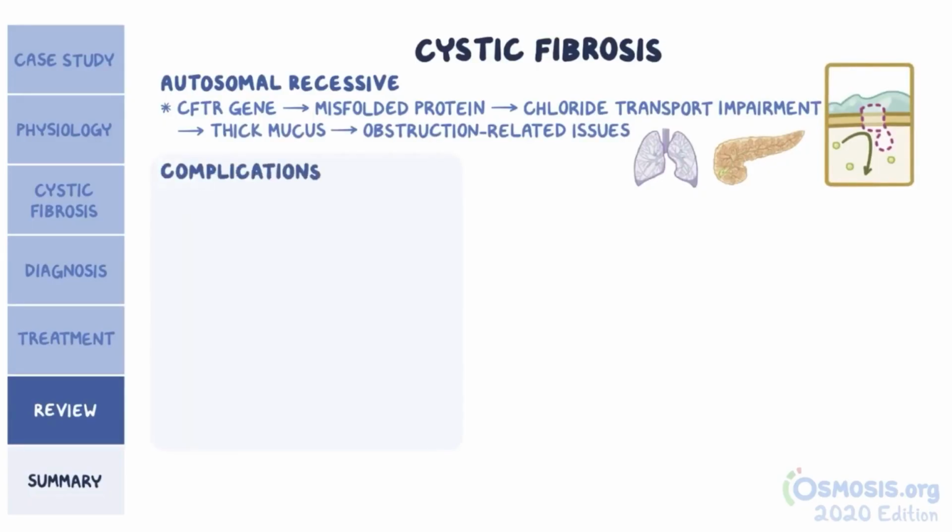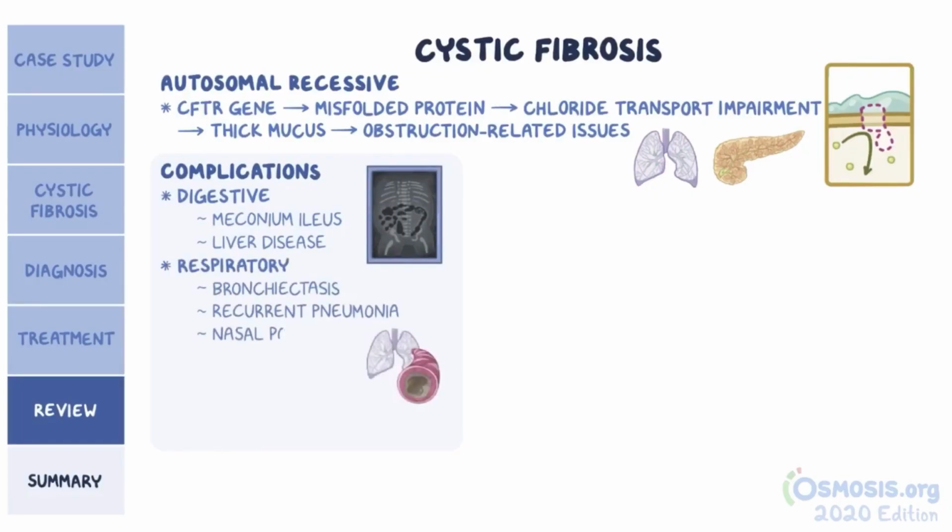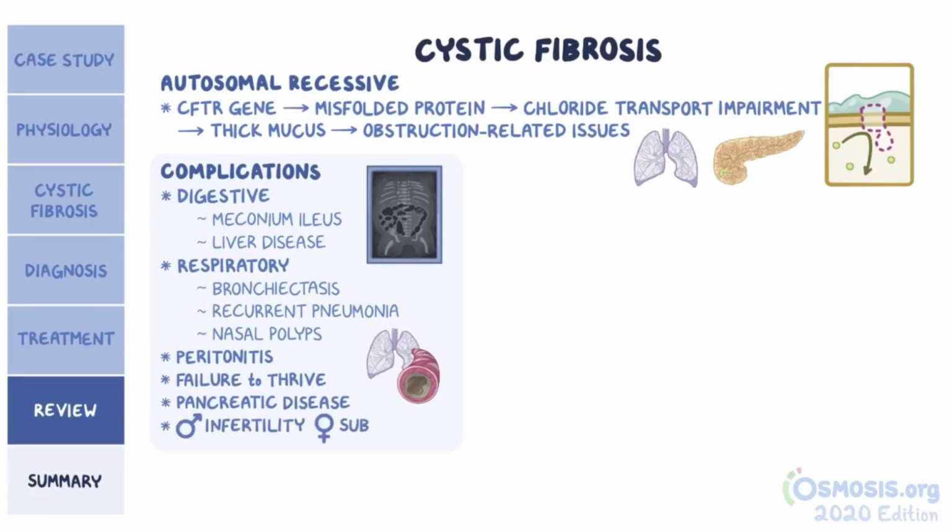CF complications vary from one age group to another, but they can include digestive issues like meconium ileus and liver disease, respiratory complications like bronchiectasis, recurrent pneumonia, and nasal polyps, peritonitis, failure to thrive, and pancreatic disease. Other features include male infertility and female subfertility.